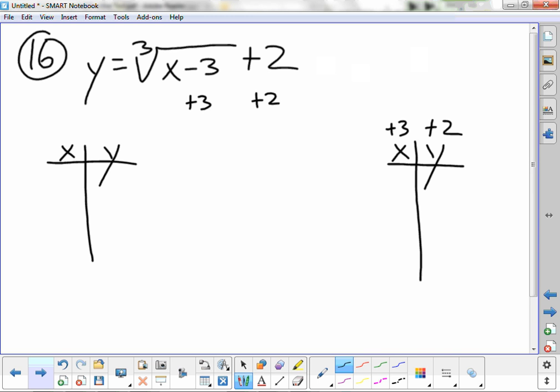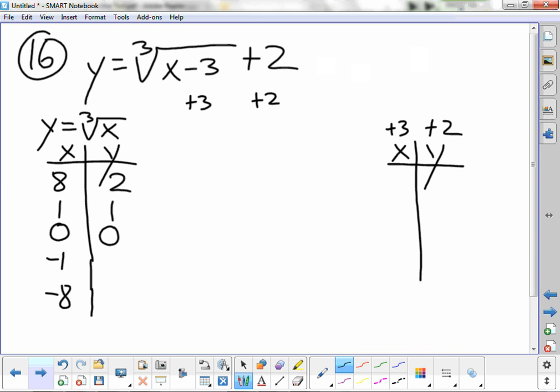Since this is a cubic, cubics mean that you can start at 0 and you can use negative numbers. So I'm going to rewrite this equation without the shifting: cube root of x, and just pick some perfect cubes. Positive 1 is a perfect cube, and 8, which means let's try negative 1 and negative 8. If you plug an 8 into the x, the cube root of 8 is 2. Cube root of 1 is 1. Cube root of 0 is 0. Cube root of negative 1 is negative 1. Cube root of negative 8 is negative 2. So you're basically just taking these x values and plugging them into this non-shifted model.